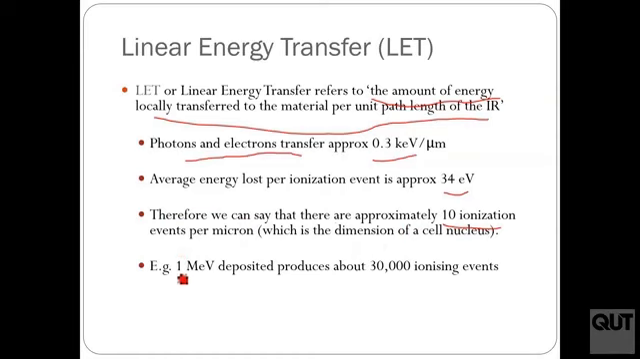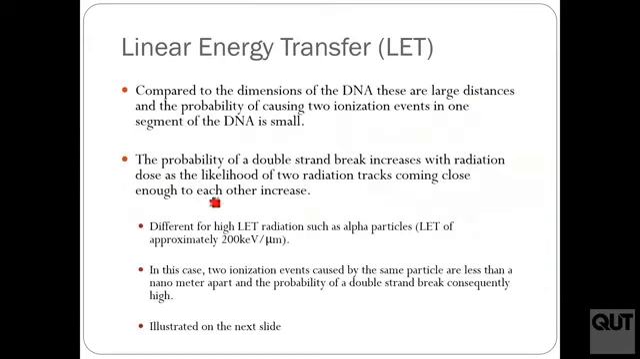Now, if we have a look at a radiation which is, say, 1 MeV, and this could be photons, electrons, alphas, whatever. If we look at 1 MeV and we have an average of 34 electron volts per ionisation event, so 1 MeV divided by 34 electron volts will mean that for 1 MeV it should result in approximately 30,000 ionising events occurring.